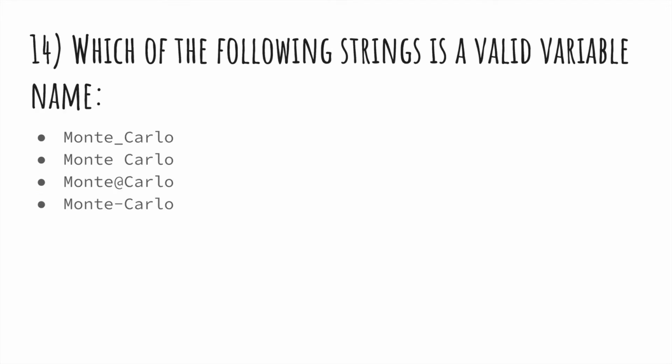Which of the following strings is a valid integer name? Well, the first one looks right because you can have underscores, which is totally fine, but let's look at the other three. The second is wrong because you can't have a space in a variable. The third is wrong because you cannot have a special character. And the fourth is wrong because you cannot have a dash.